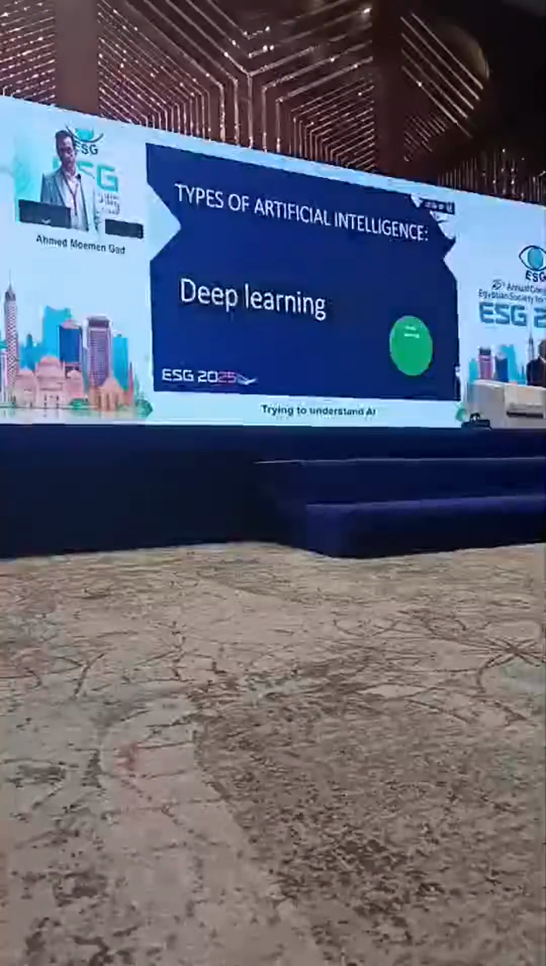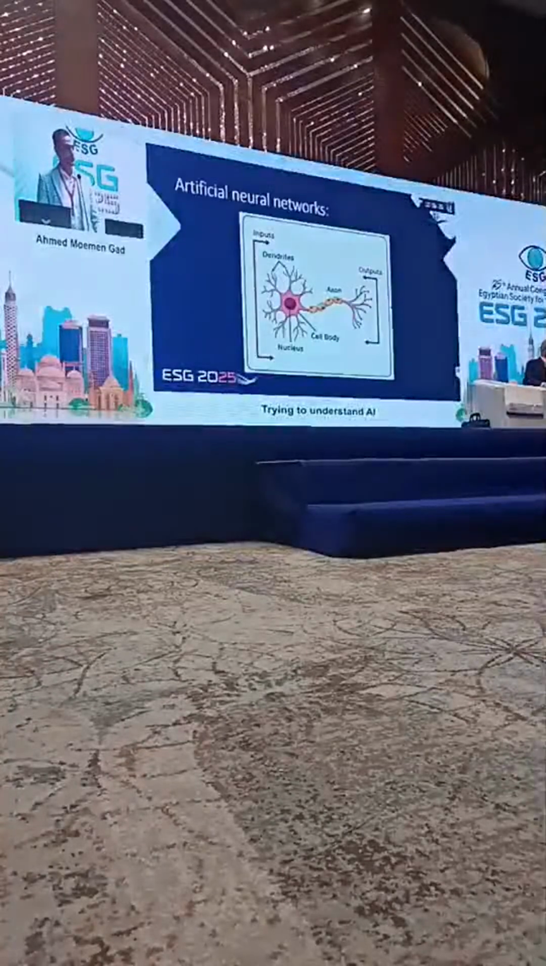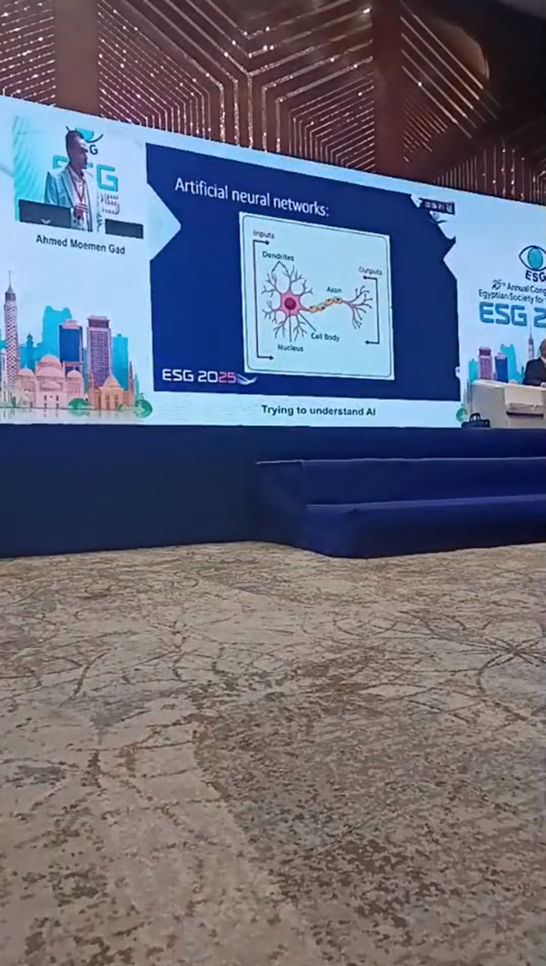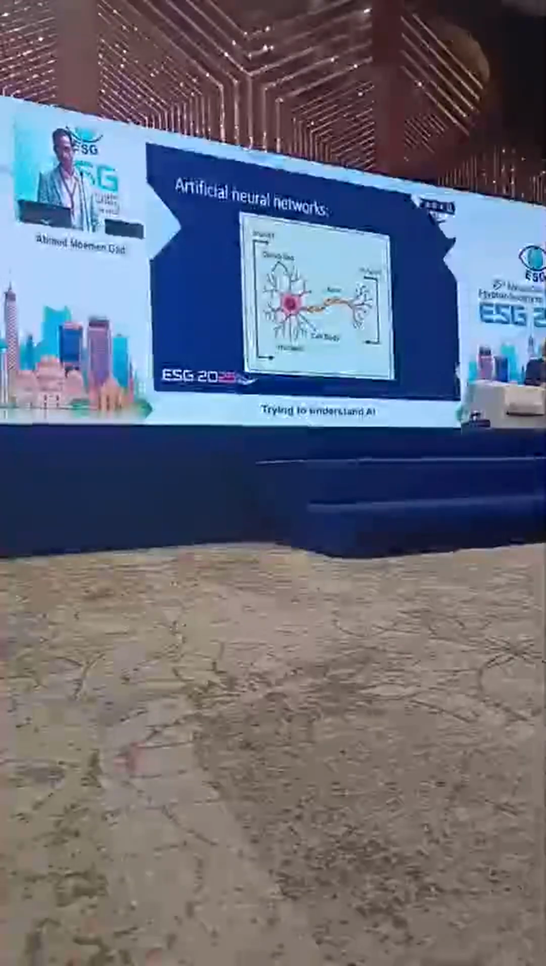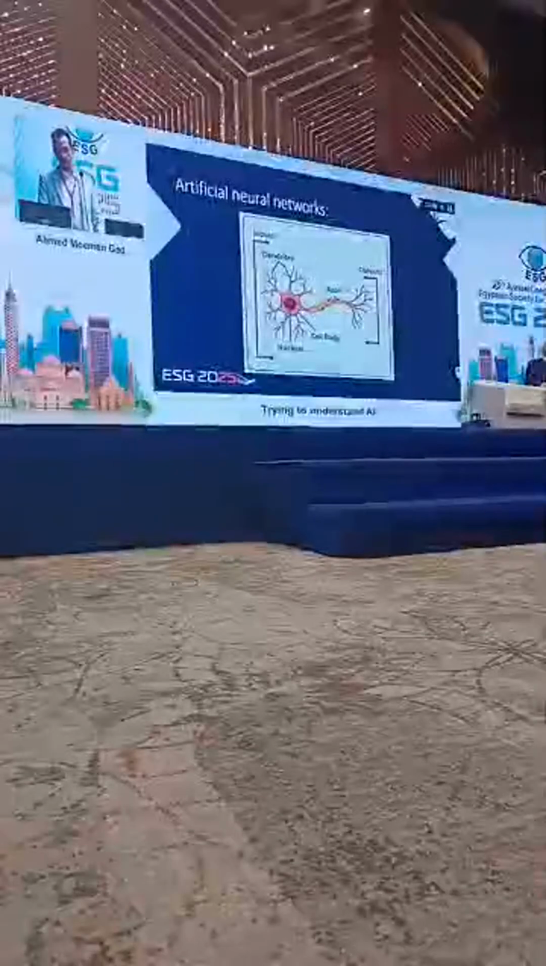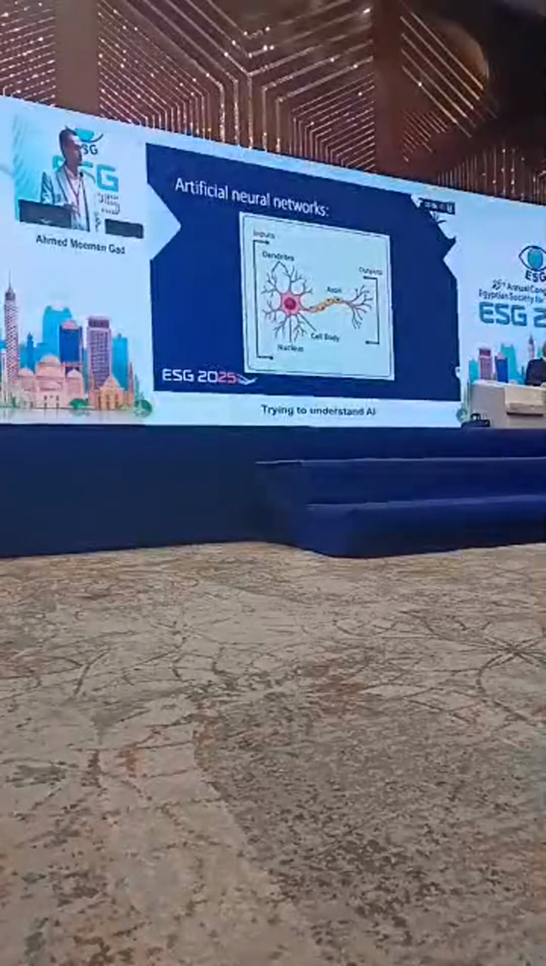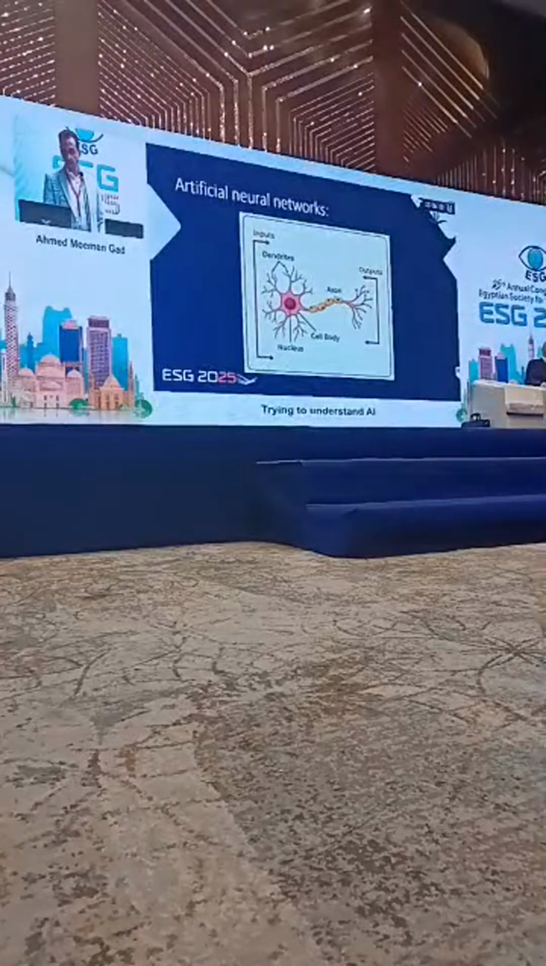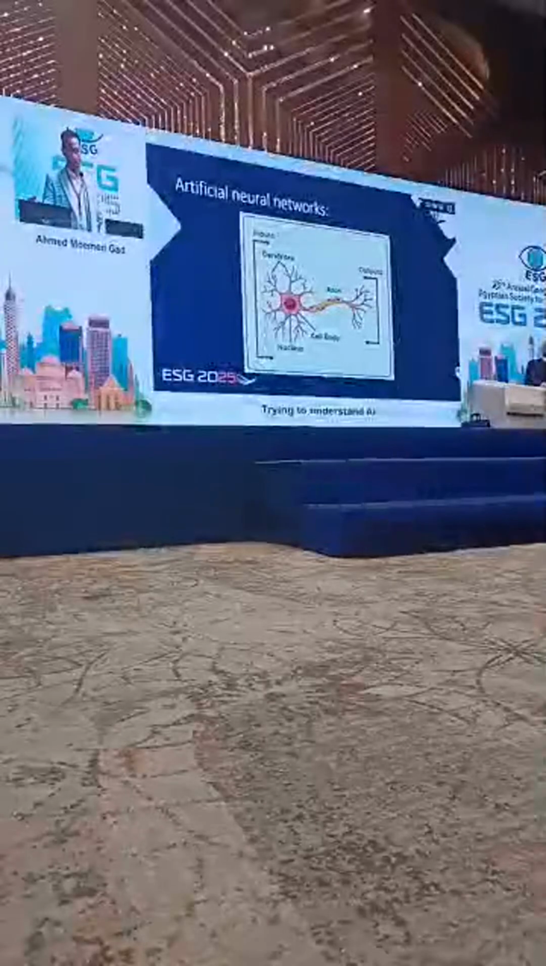To understand what deep learning is, we should know about artificial neural networks. What are artificial neural networks? This photo shows us the human neuron. This human neuron can take inputs through the dendrites, process this information inside the cell body, and transfer it to the output at the terminal nodes.